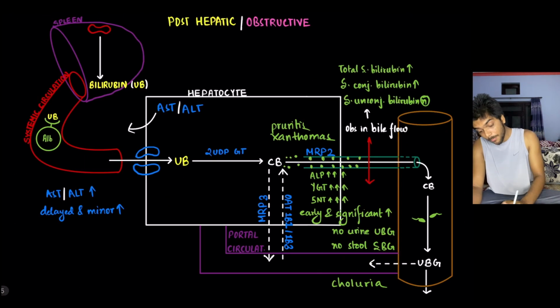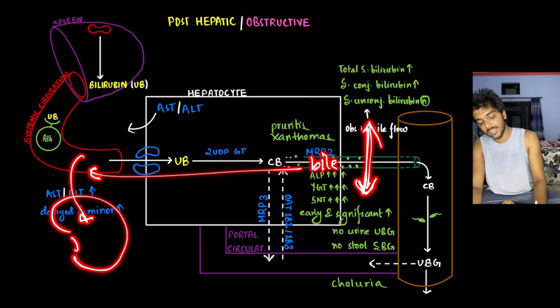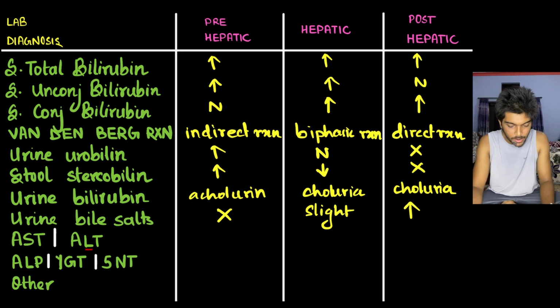But in post-hepatic jaundice, there is full-blown obstruction, complete obstruction. So all of the bile salt gets pushed back into the circulation, enters the kidney, and then is found in the urine. So there is elevated urine bile salt.